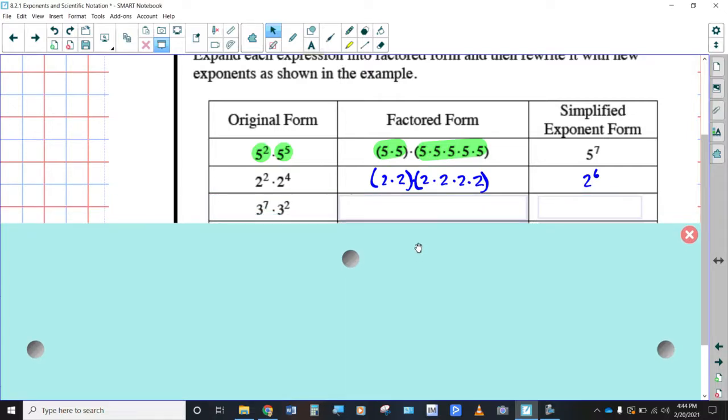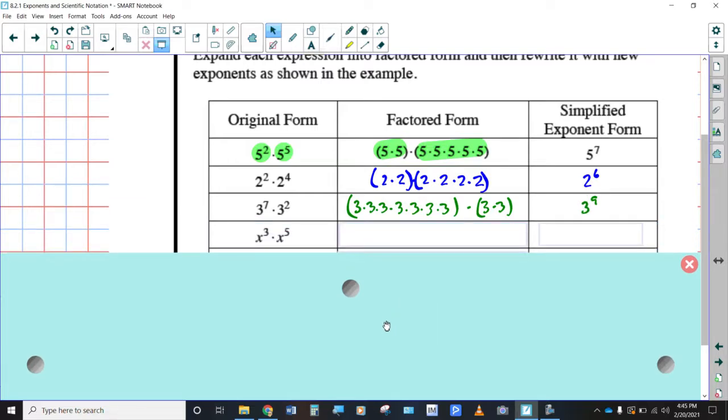3 to the 7th times 3 to the 2nd. Go ahead and predict, without expanding it out first into factored form, what your answer is going to be in simplified form. Then go ahead and expand it out and see if you got the correct answer. If you thought it was going to be 3 to the 9th power, that's what it is, because you take 3 to the 7th, 3 times 3 times 3 times 3 times 3 times 3 times 3, times 3 squared, 3 times 3. When you multiply all of them together, you're multiplying 9 3s repeatedly. So that's 3 to the 9th power.